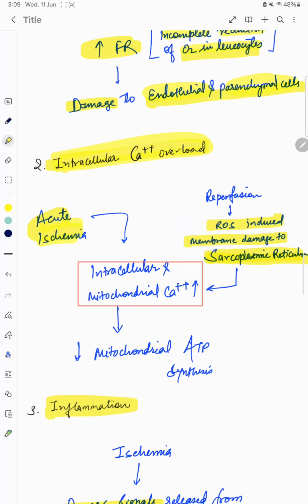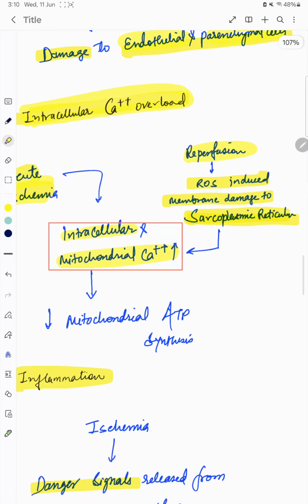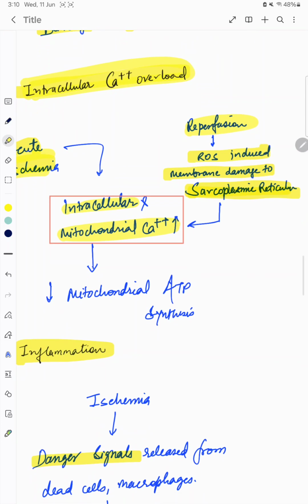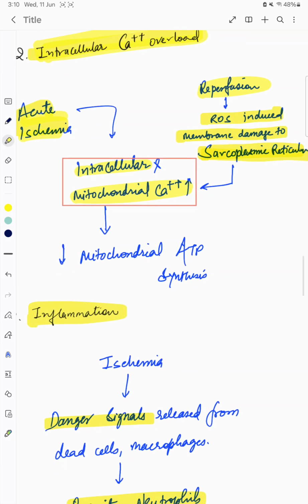Whenever there is acute ischemia, this will result in intracellular and mitochondrial calcium increase. In reperfusion, reactive oxygen species induce membrane damage to the sarcoplasmic reticulum. This will also result in increased intracellular and mitochondrial calcium, and this ultimately culminates in decreased mitochondrial ATP synthesis.